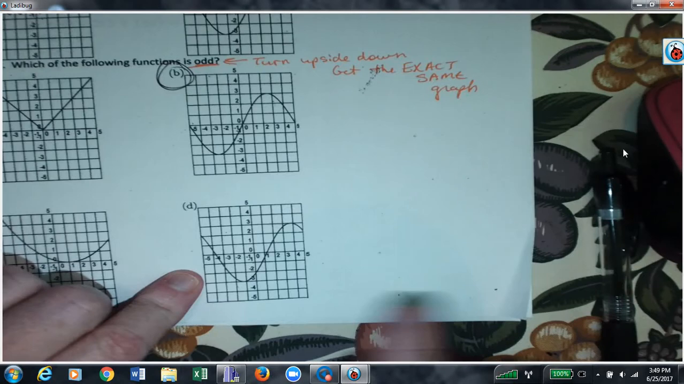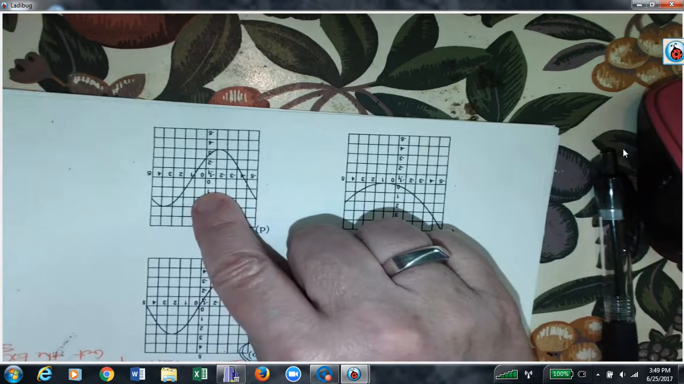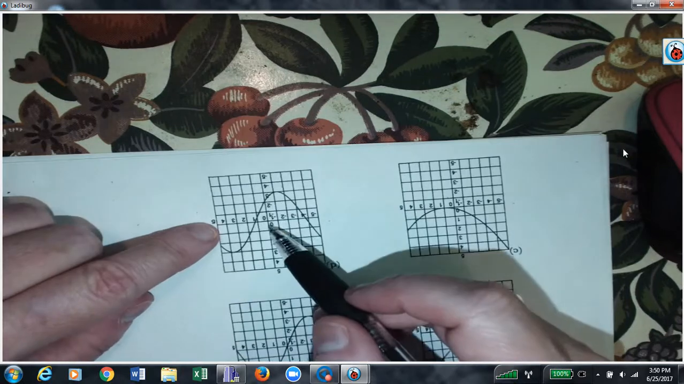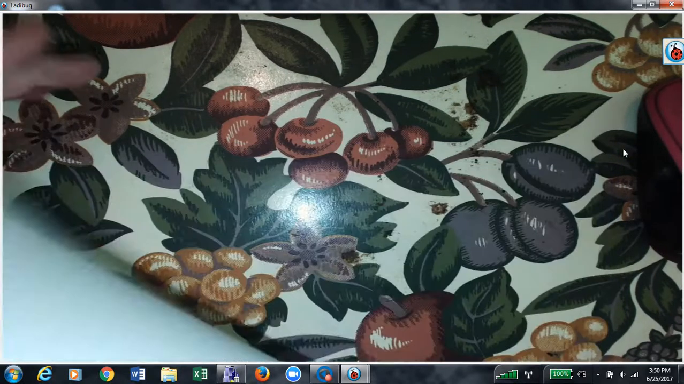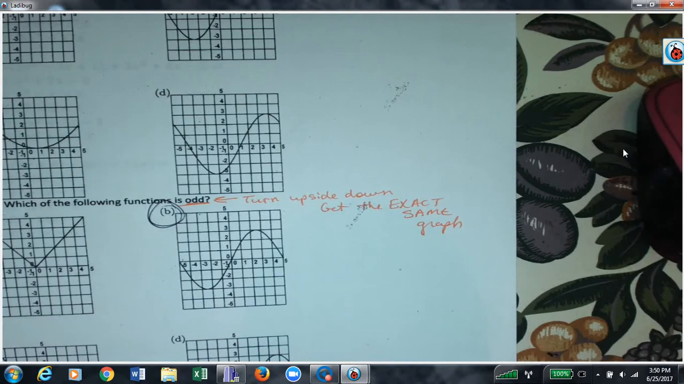That doesn't happen here. You got to be very careful. If you turn it upside down, you're not going to get the same graph. Now it has the same shape, but it's not the same graph. Look where this goes over the x-axis, where it makes contact. It makes contact on this side just to the right of 1. That does not happen if I turn it upside down. So it's not the exact same graph. All right, so the answer to 47 is B.